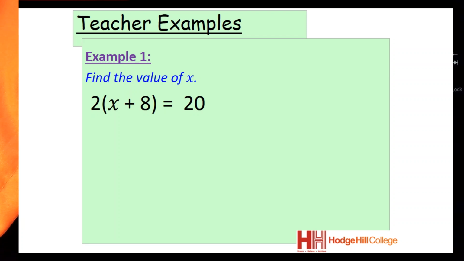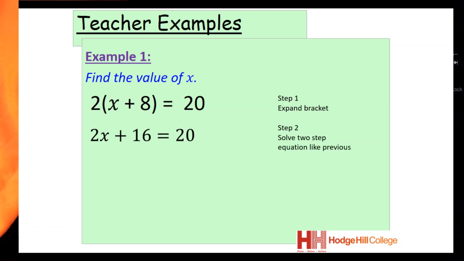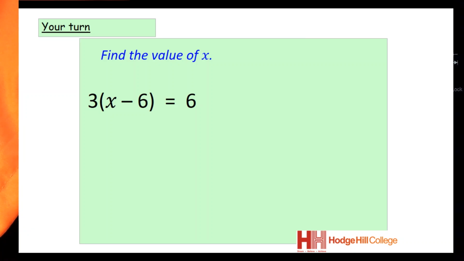Next question now. So now this is an equation that involves brackets. First thing that you have to do is expand the bracket. So when you expand the bracket, you get 2x plus 16 equals 20. Step 2, just solve the two-step equation like the previous slides that you've seen. The answer that you should get is x equals 2. Pause the video now and have a go at doing this question.